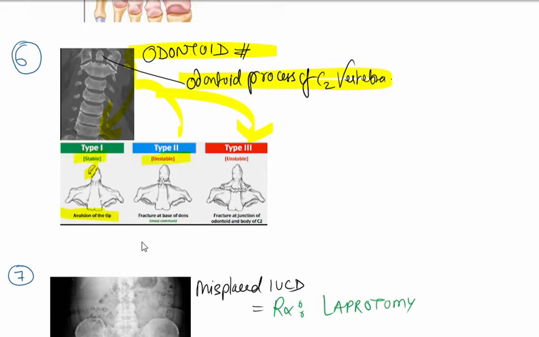Type 2 is unstable. Why? This involves a fracture of the base of the dens. That's why it is unstable, and it is most common too. Type 3 odontoid fracture is the fracture at the junction of the odontoid bone with the body of the C2 vertebra.